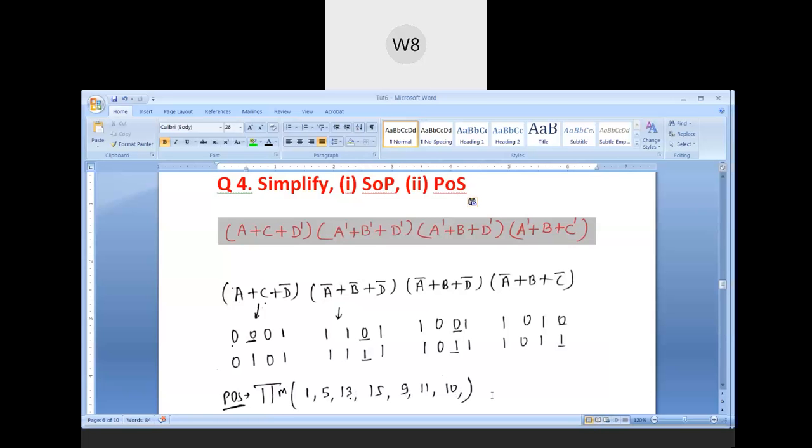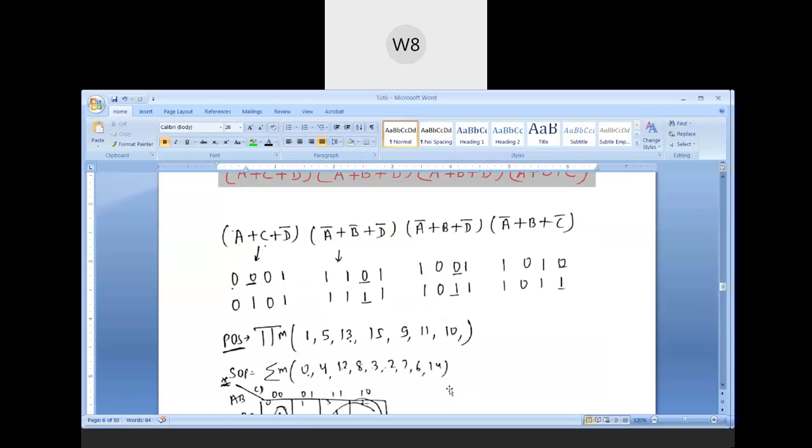So the function has now been represented as product of sum terms, or the product of max terms. From here we can proceed in 2 ways. Either we can find the function in the form of sum of min terms, which will be the complement of this, or we can proceed to the Karnaugh map and try to write the function in the simplified POS form.